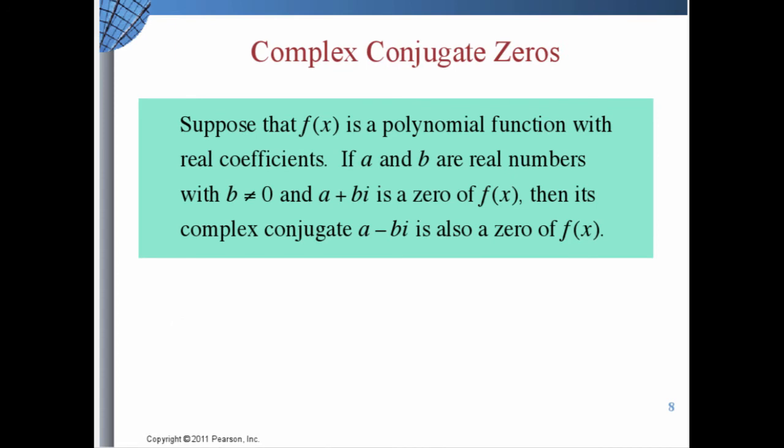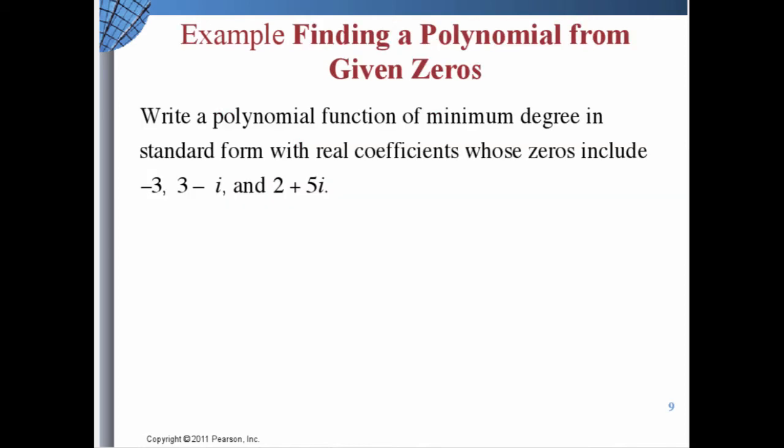So here's something dealing with complex conjugate zeros. Suppose that f of x is a polynomial function with real coefficients. If a and b are real numbers with b not equal to 0, and a plus bi is a zero of f of x, then its complex conjugate a minus bi is also a zero of f of x.